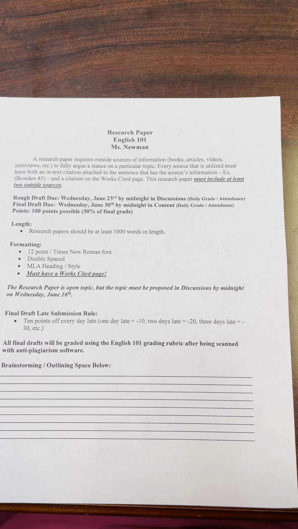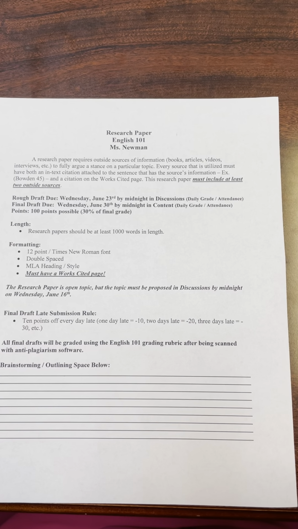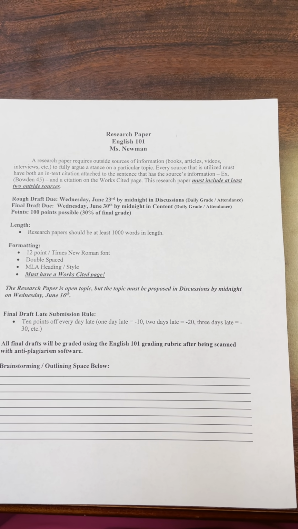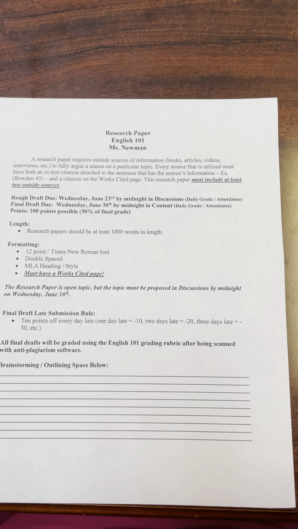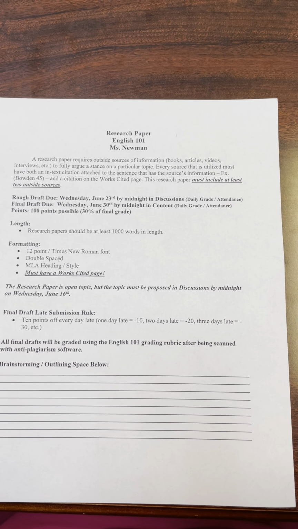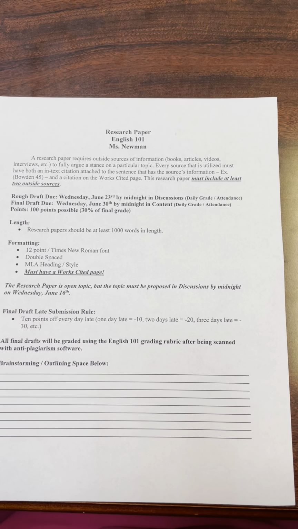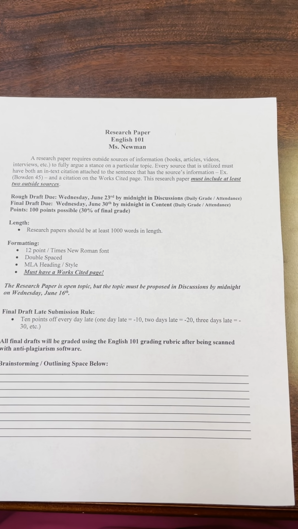Every source that is utilized must have an in-text citation attached to the sentence that has the source's information. So an example would be Bowden 45. That would be the last name of the author, Bowden, and then it came from page 45. So not only will you have that in-text citation, which is the information in the parentheses, but you'll also need a works cited page. And you'll need a citation on that works cited page. So I'll show you an example one in a moment.